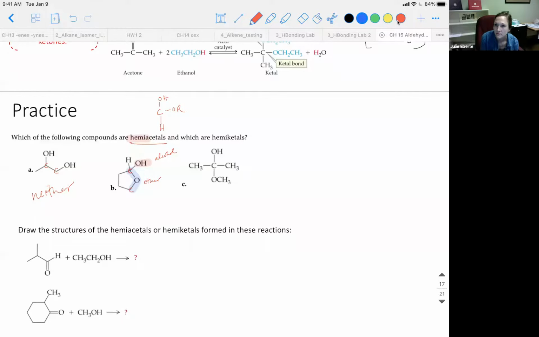All right. Now, if it's a hemiketal, the carbon that has the alcohol and the ether group will have two other carbon bonds, no hydrogen, because the starting material was a ketone, and ketones don't have a carbon-hydrogen bond.